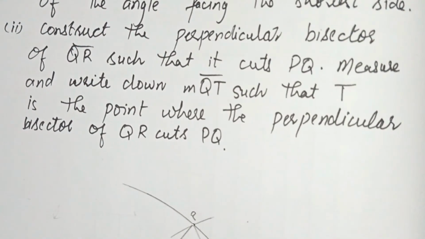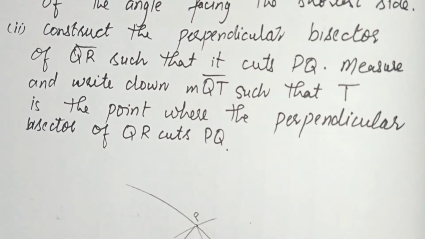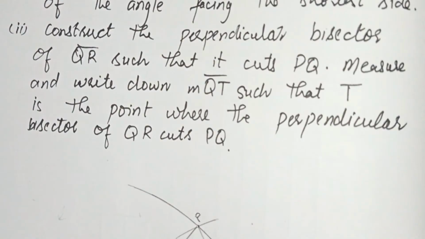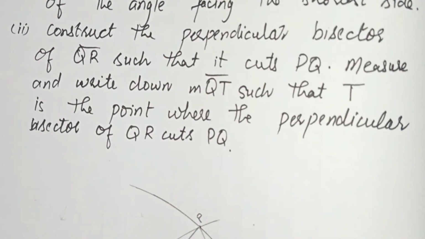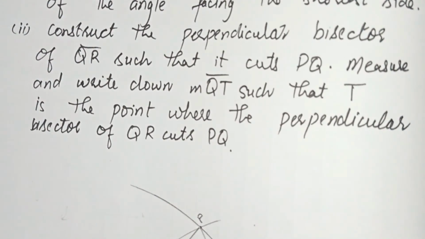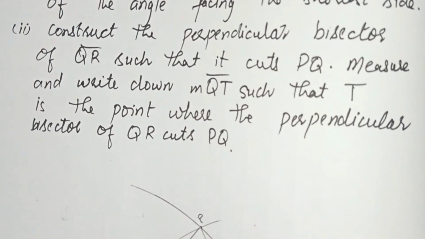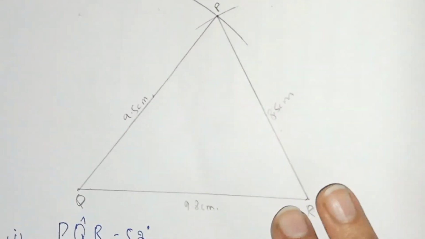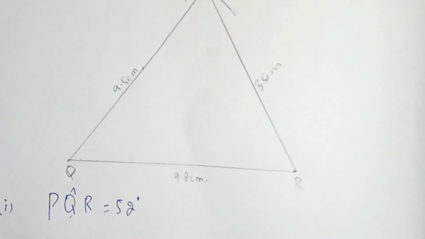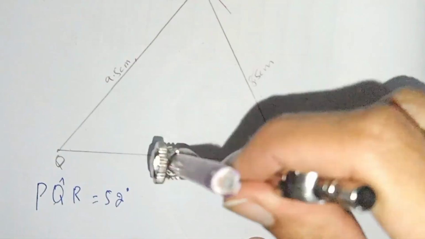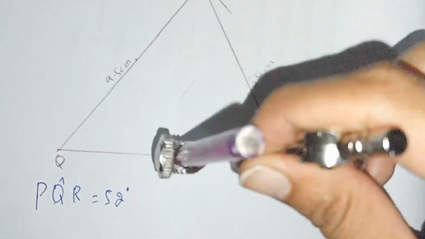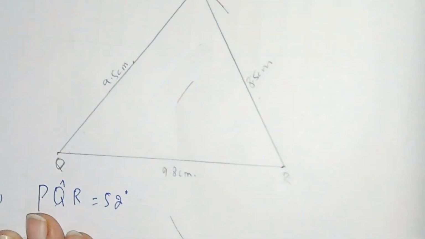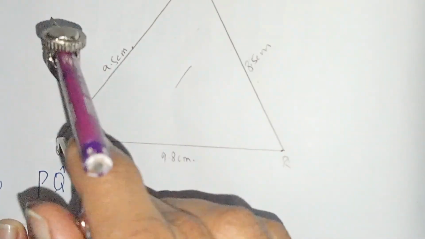Now students, part number 2: construct the perpendicular bisector of QR such that it cuts PQ. Measure and write down the QT such that T is a point where the perpendicular bisector of QR cuts PQ. We have to draw the perpendicular bisector of QR. To draw the perpendicular bisector, we have to open the compass more than half, then draw the arcs above and below.